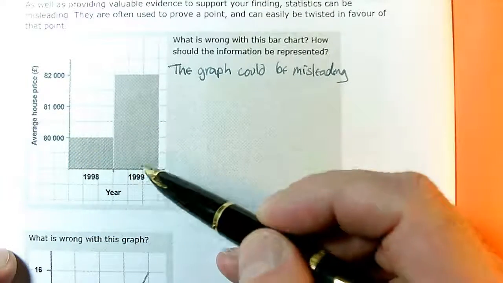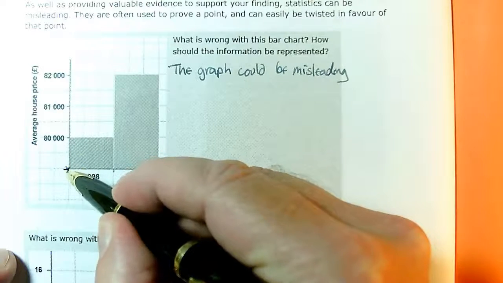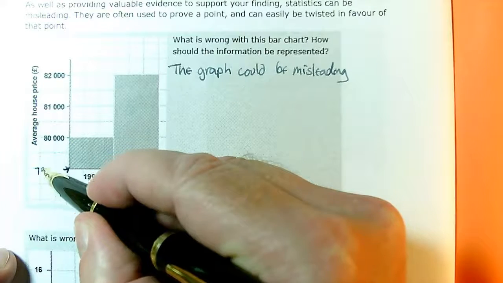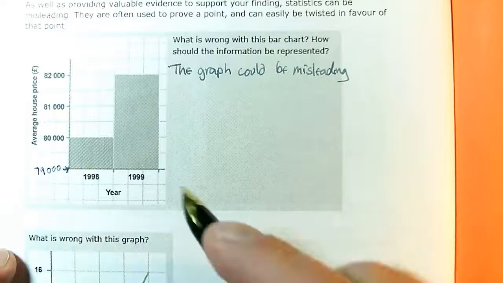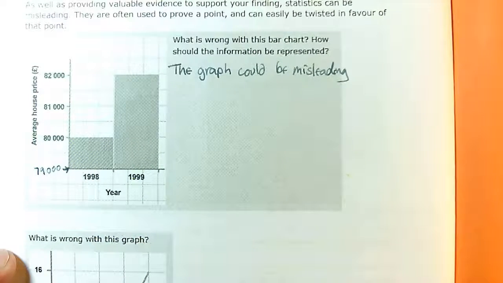The reason why the visual effect is misleading is because this value on the y-scale is actually starting from, well, following the pattern down, this would have to be 79,000. Okay? To get a correct visual impression for the areas of the blocks, the y-scale should start at 0.